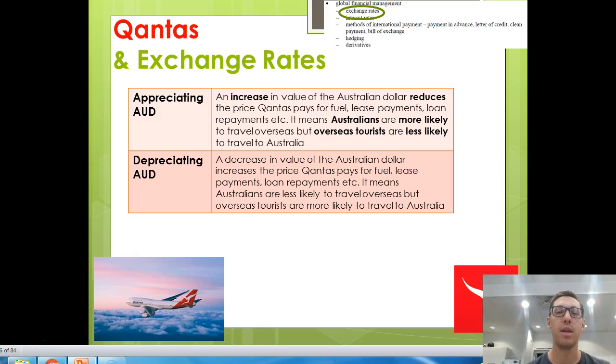However, for a depreciating Australian currency, so a falling Australian dollar against another currency, the opposite is true. It increases the price Qantas pays for those items such as fuel, lease payments, interest payments, and that means Australians are less likely to travel overseas, but overseas people are more likely to come to Australia because their currency is going to buy more Australian dollars, which will make travelling for them cheaper.